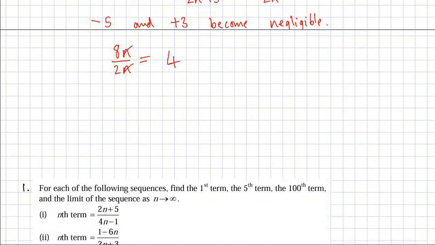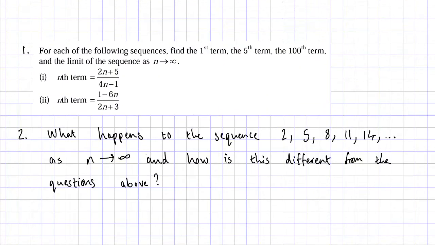Now have a go at some of these questions. Okay, so answer these questions and also answer this question: what happens to the sequence 2, 5, 8, 11, 14 and so on as n tends to infinity, and how is this different from the questions above? So answer these questions and bring that to the lesson.